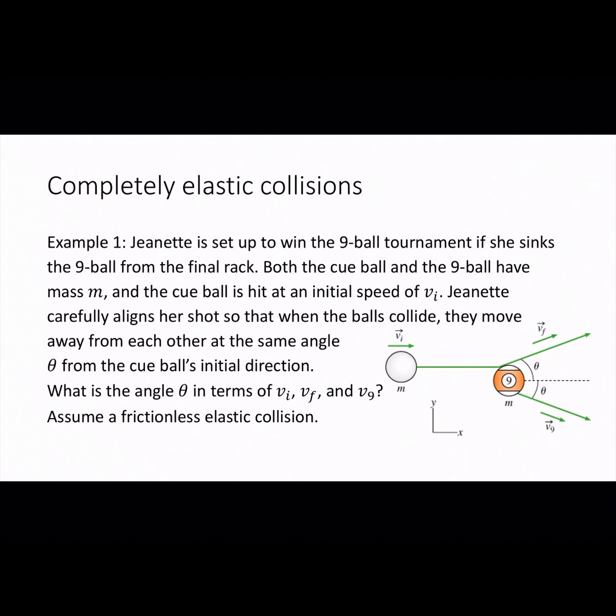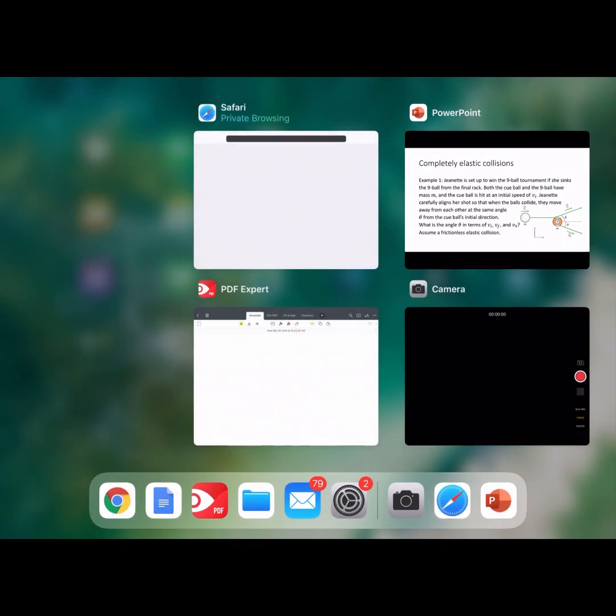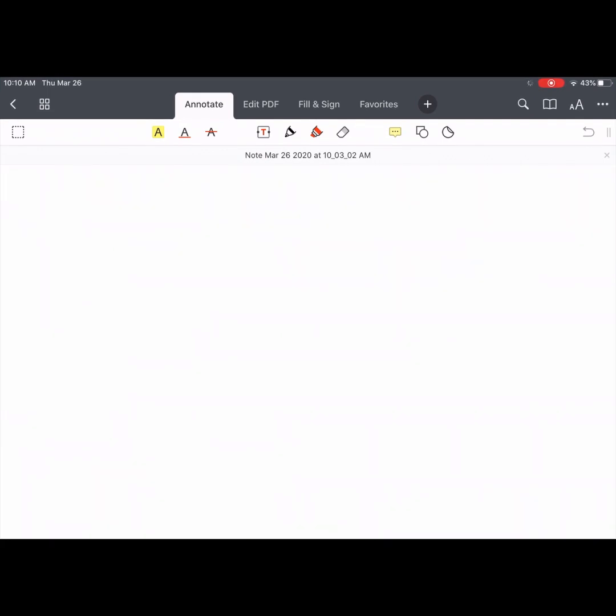Please pause the video if you haven't already done so. All right, so now I'm going to assume that you've done that problem. Let's do it together, see if you got the right answer. So again, with this problem, the important thing to remember is there's no new physics in the problem. What's new about it is how we're going to apply that physics. So here we go.